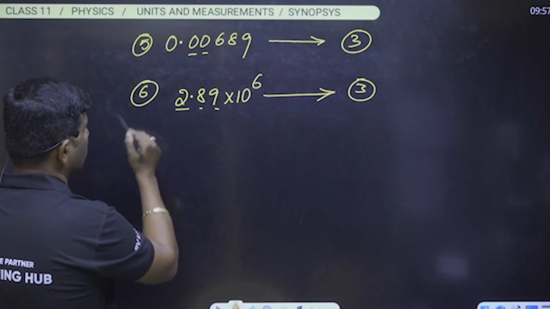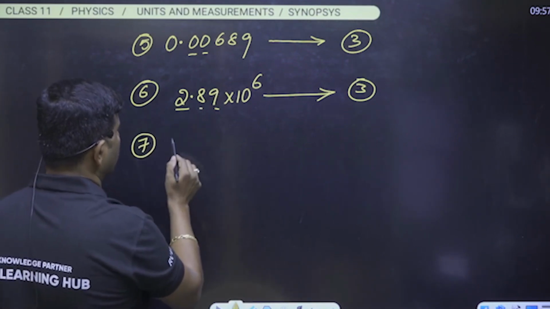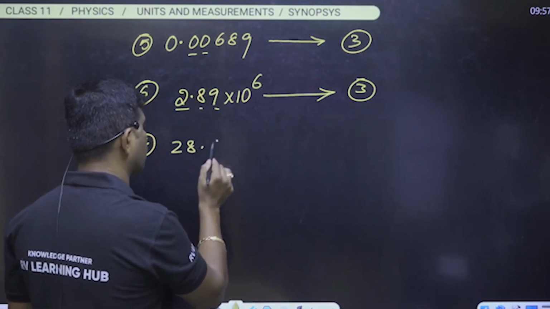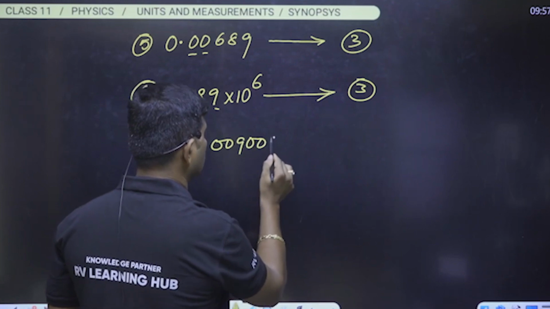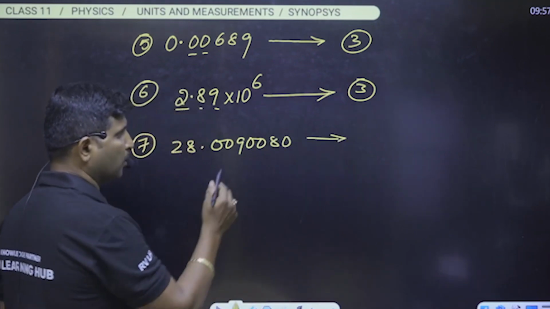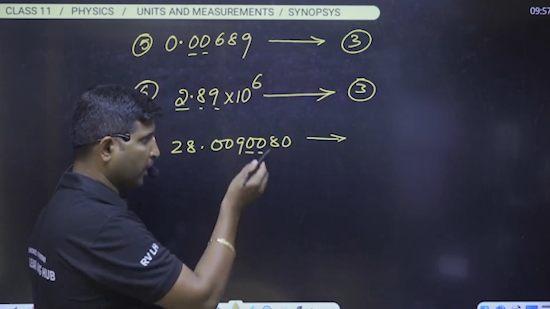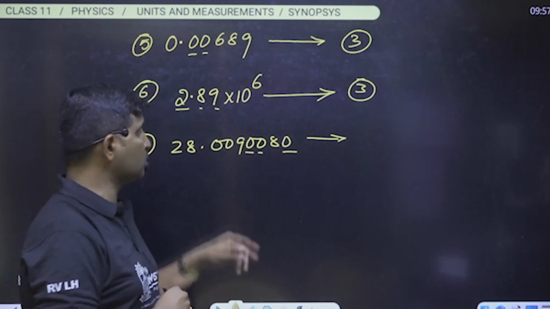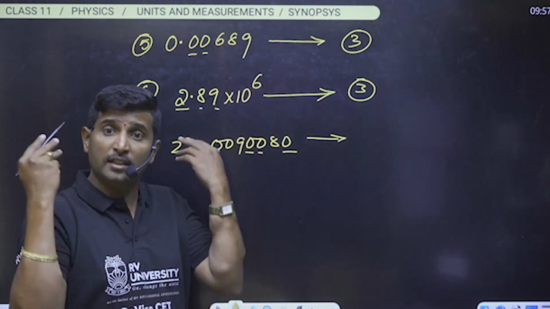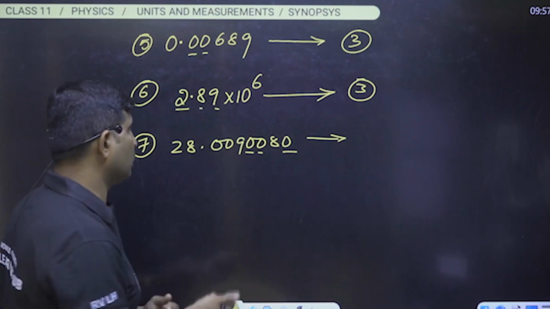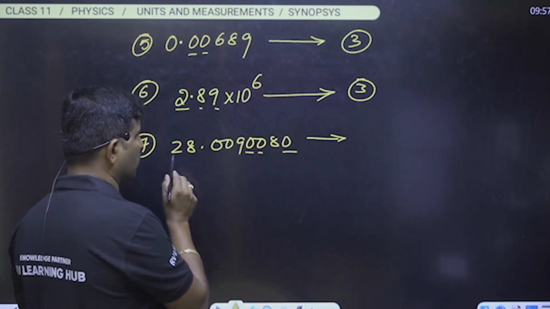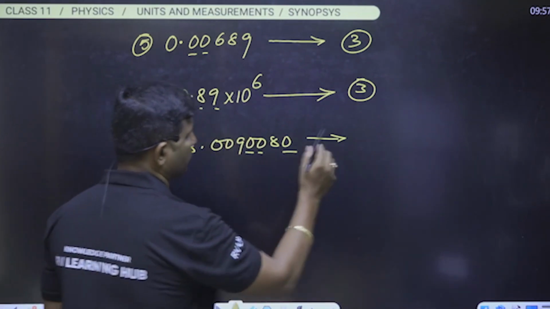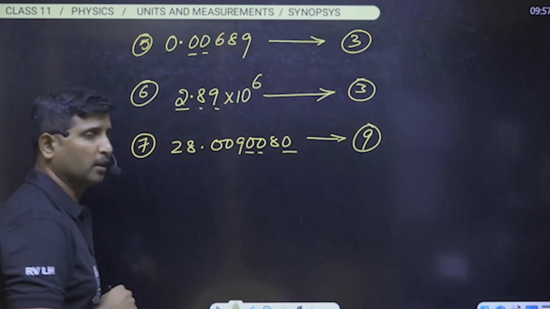And similarly, whenever we go with the seventh rule, for example, if I say 28.009080 here, observe. See the zeros which are lying in between the two non-zero digits, and also the trailing zeros after a decimal point are always significant. Therefore, what is the significant figures in this number? 1, 2, 3, 4, 5, 6, 7, 8, 9. Is it right or not? 9 significant figures are there in the given number.